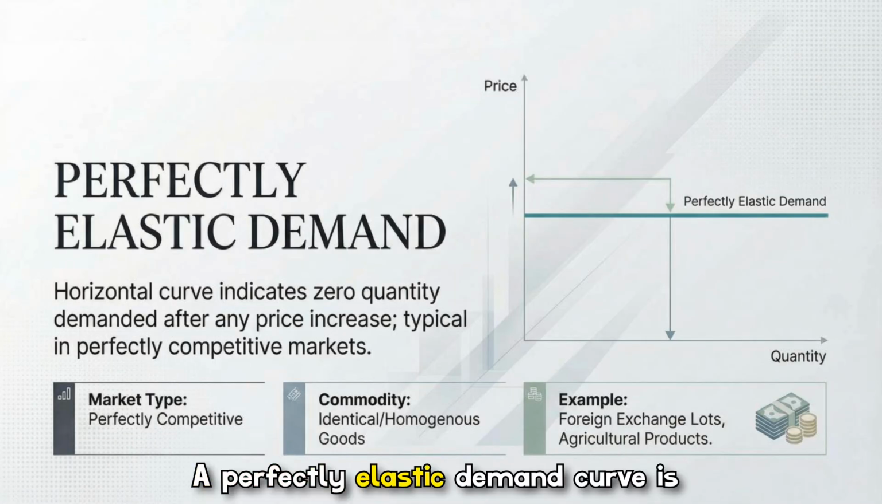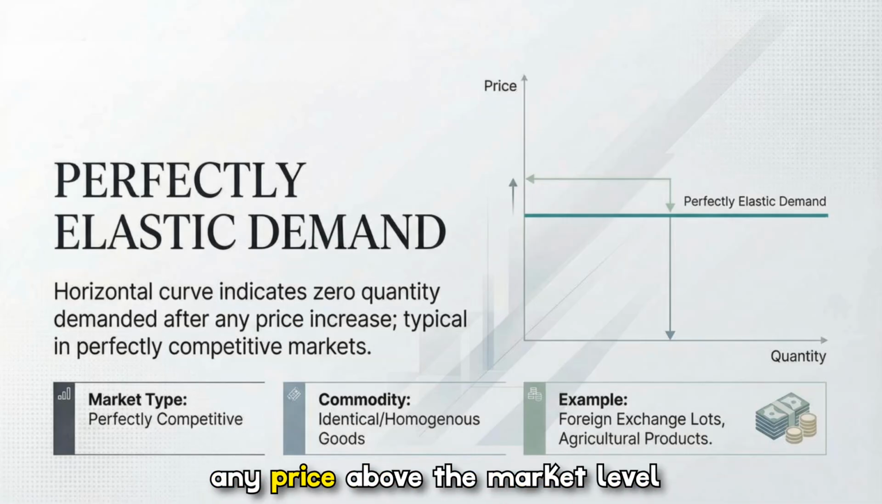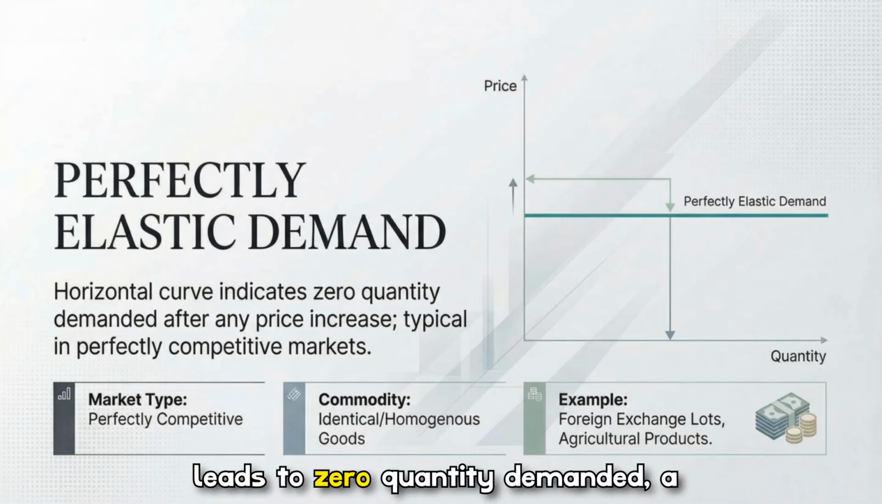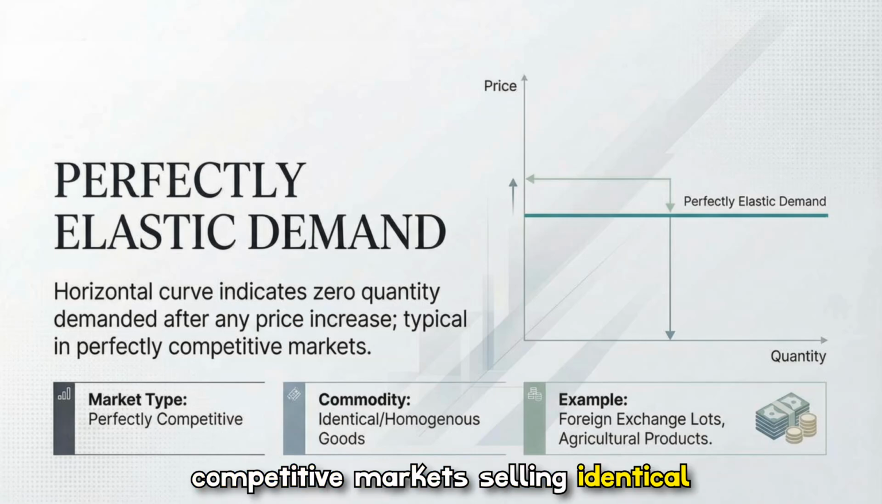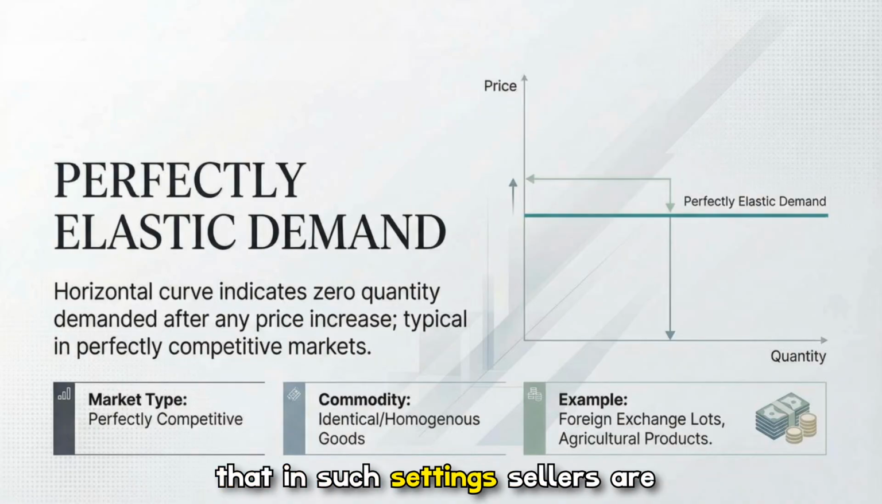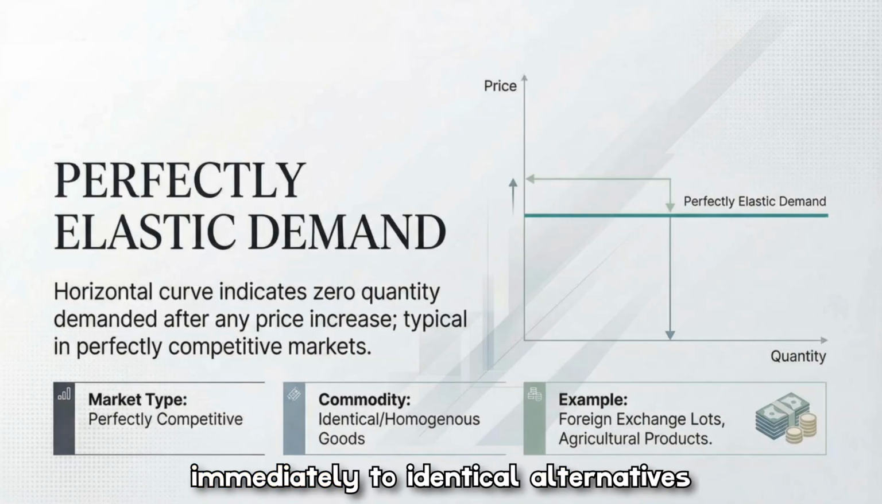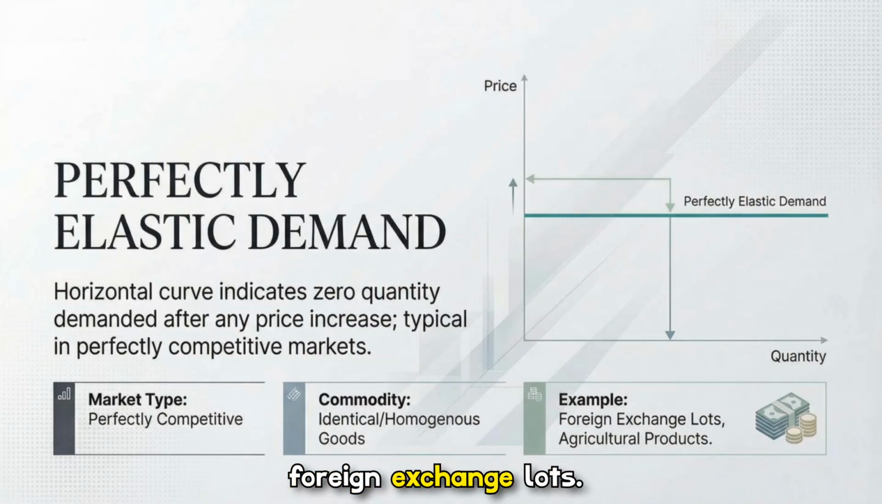A perfectly elastic demand curve is drawn horizontally to indicate that any price above the market level leads to zero quantity demanded, a scenario typical of perfectly competitive markets selling identical commodities. This slide reminds us that in such settings, sellers are price takers, and even tiny price increases cause buyers to switch immediately to identical alternatives like standardized agricultural or foreign exchange lots.